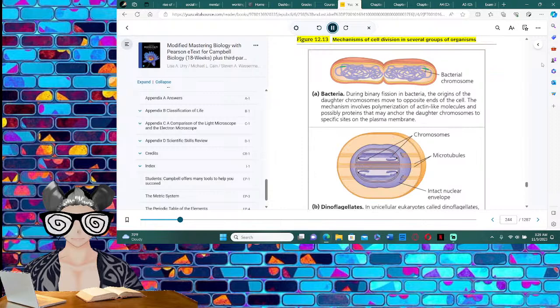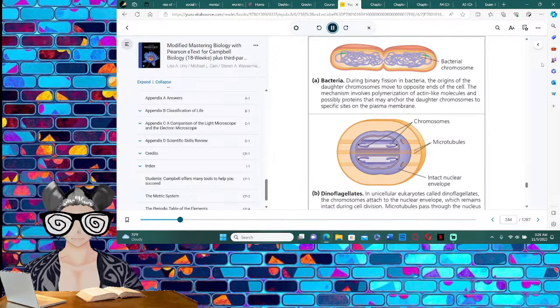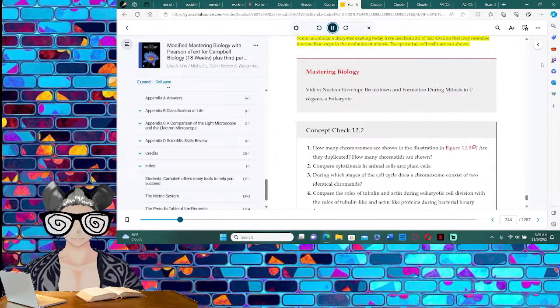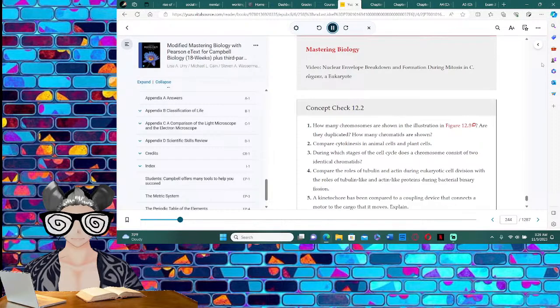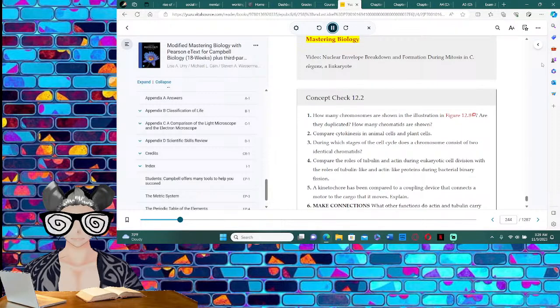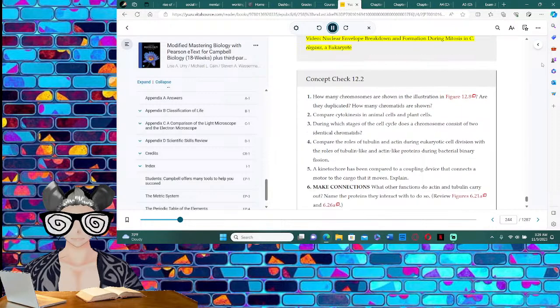Figure 12.13 Mechanisms of cell division in several groups of organisms. Mechanisms of cell division shown for A. bacteria, B. dinoflagellates, C. diatoms and some yeasts, and D. most eukaryotes. Some unicellular eukaryotes existing today have mechanisms of cell division that may resemble intermediate steps in the evolution of mitosis. Except for A, cell walls are not shown. Figure 12.13 Full alternative text. Mastering Biology. Video: Nuclear Envelope Breakdown and Formation During Mitosis in C. elegans, a eukaryote.